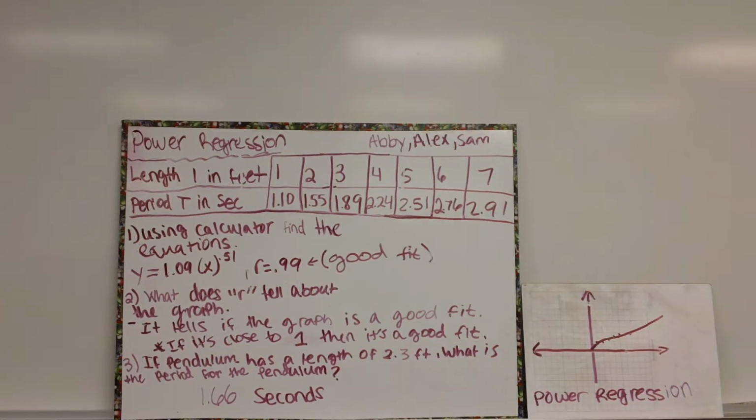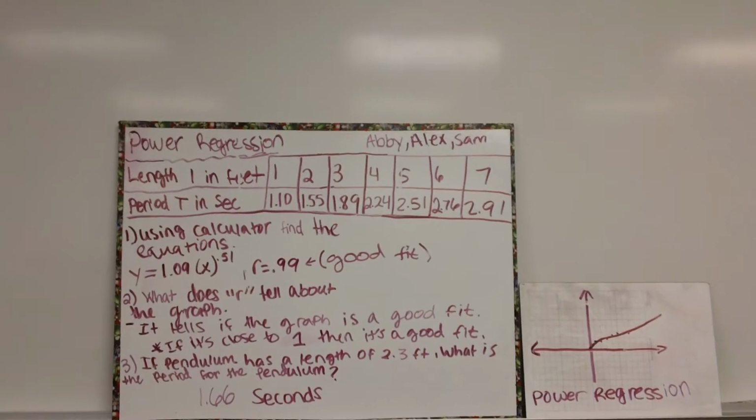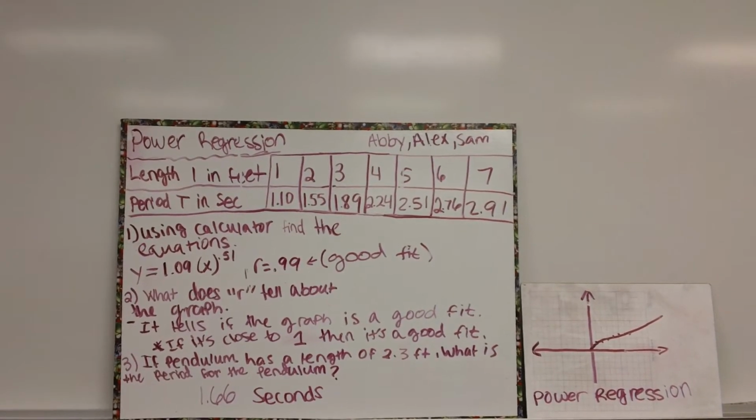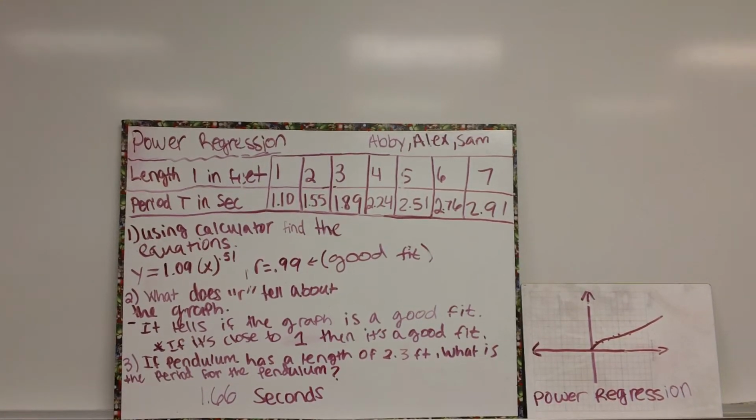The R value tells if it's a good fit, and if it's close to 1, then it's a good fit. And number 3 is, if the pendulum has a length of 2.3 feet, what is the period for the pendulum? We got 1.66 seconds, and we got that by using the power regression equation and plugging it in the calculator.